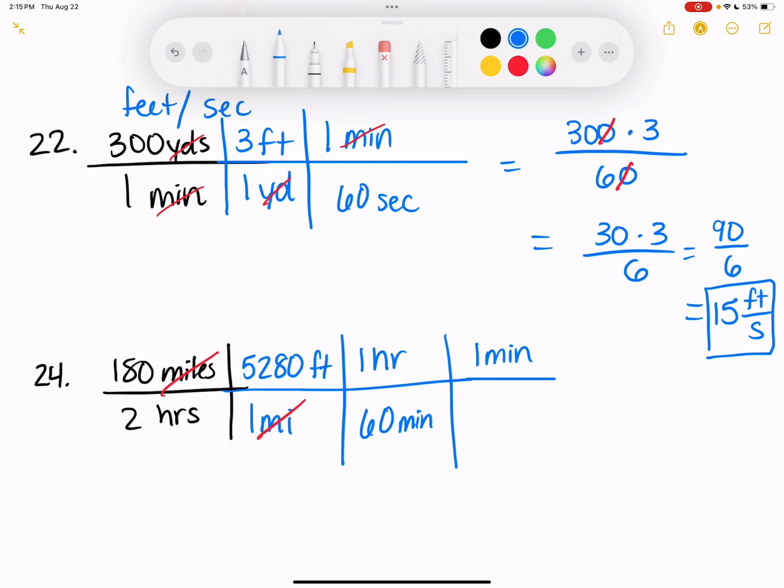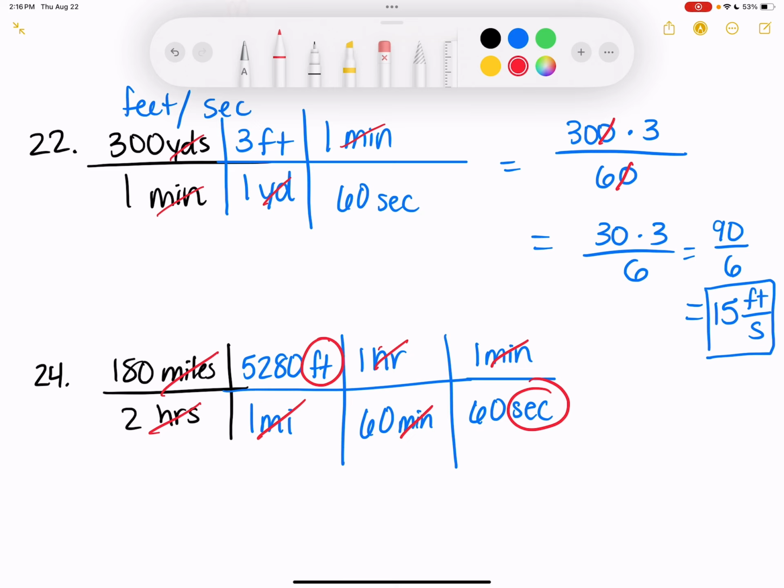So 1 minute, because I want my minutes to cancel. Okay, so I put it on top, and I put the 60 seconds on the bottom. So when I go back through to check my units, I have hours on the bottom here that I'm trying to get rid of. That cancels with the hours that I wrote on top. I want seconds, so I had minutes on the bottom, and it cancels with the minutes that I wrote on top. And so the units that I'm left with are feet and seconds, which is what the instructions tell me to do.